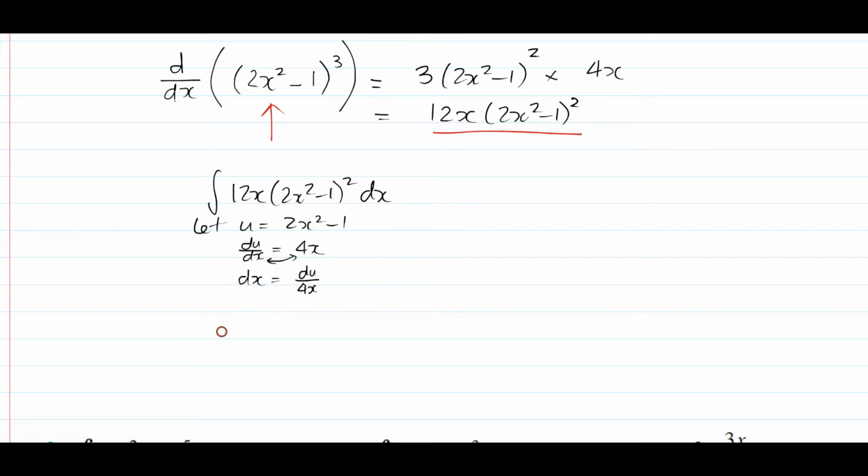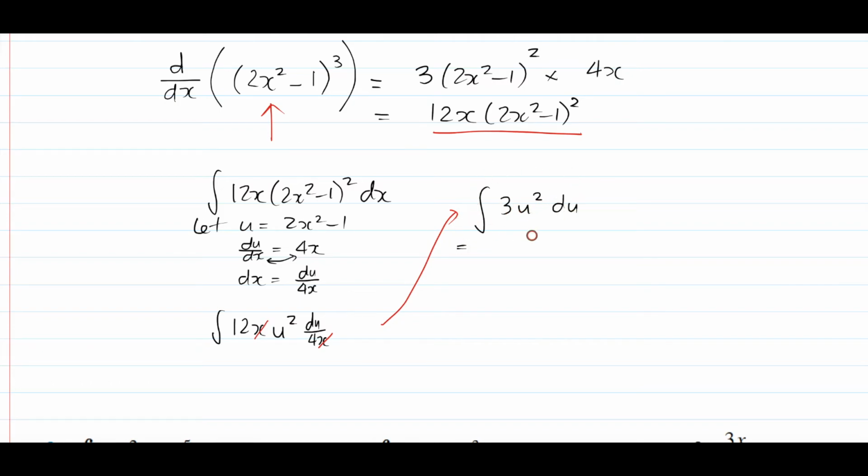And what you do here is, here's the magic, okay? I'm going to rewrite the function in terms of u. So 12x is fine, but now 2x squared minus 1 is u, and we have a square, so it's u squared, and then dx is now du over 4x. And what can you see? This x cancels out, okay? And what you're left with is 12 divided by 4, that gives us a 3. That gives you 3u squared du.